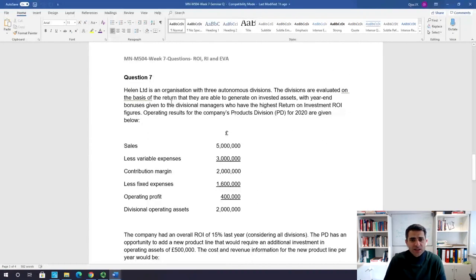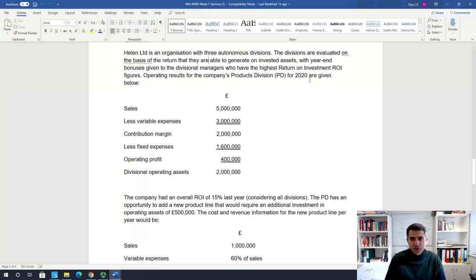Helen Limited is an organization with 3 autonomous divisions. The divisions are evaluated on the basis of the return that they are able to generate on invested assets, with year-end bonuses given to the divisional managers who have the highest return on investment. Operating results for the company's product division. So we have that division called PD, and as you see, for 2020, this is the information.